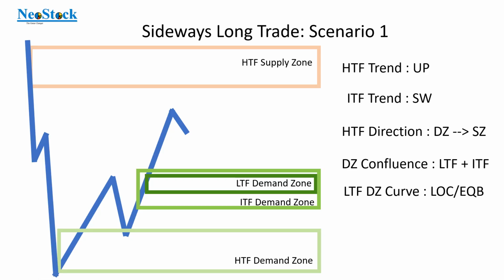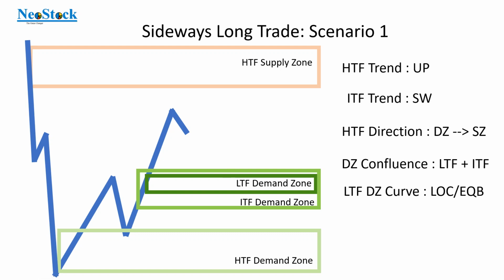Okay. In this scenario, what you can do? You can plan a trade when prices are reaching to this LTF demand zone. Because it is overlapped with ITF demand zone, and when the HTF trend is uptrend, and ITF trend is sideways, HTF price direction is from HTF demand zone to HTF supply zone, and also the demand zone curve is low on the curve or even equilibrium in either scenarios. When prices reach this LTF demand zone, you can plan the long trade.